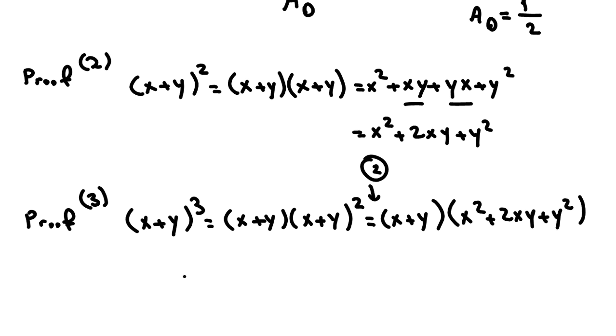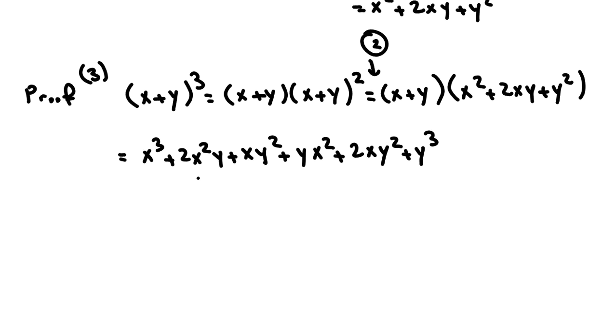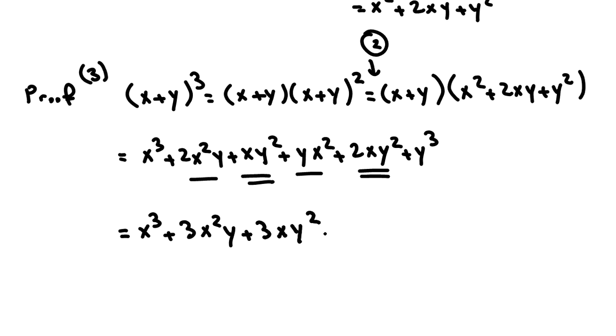Then if I multiply x times this, it will be x cubed plus 2x squared y plus xy squared. Now let's multiply y. It will be y x squared plus 2xy squared plus y times y squared, which will be y cubed. Now if we calculate this, 2x squared y here, xy squared here, it will be x cubed plus 3x squared y plus 3xy squared plus y cubed. So we proved this now. Let's solve the problem.